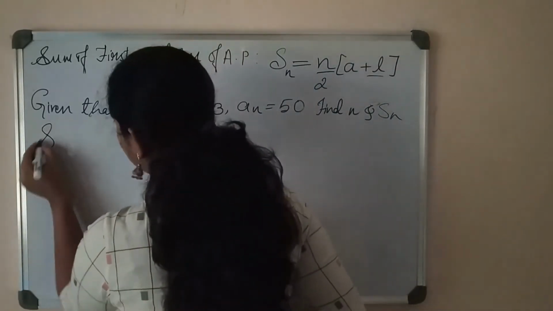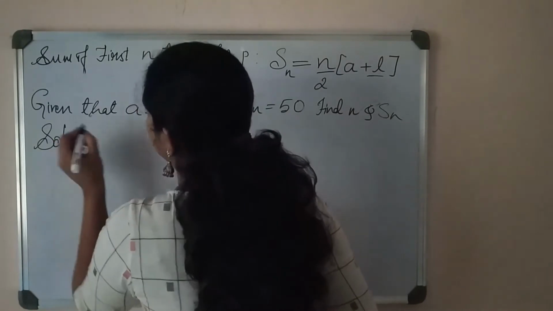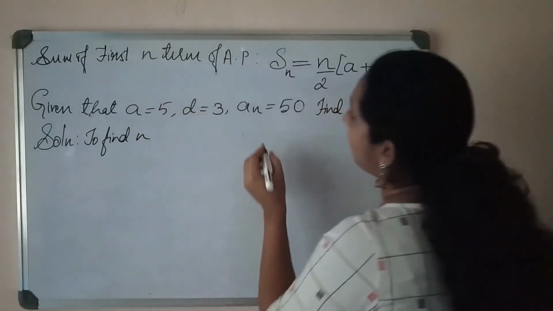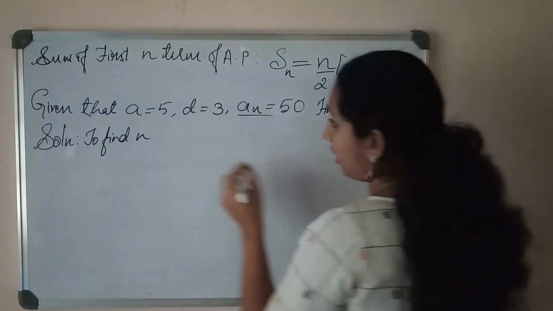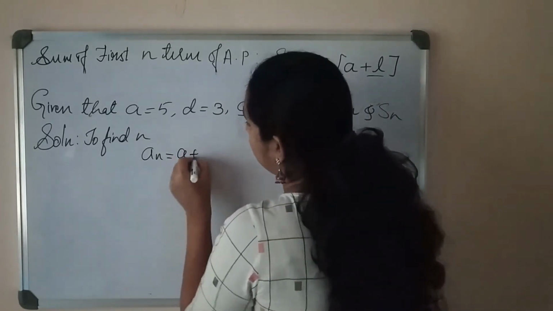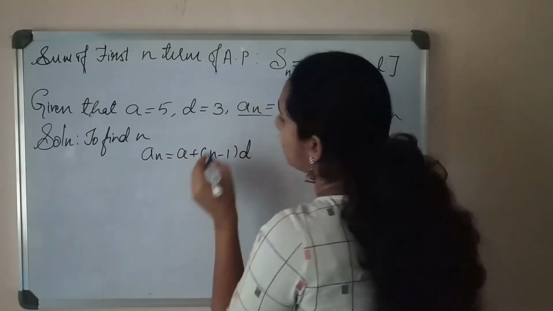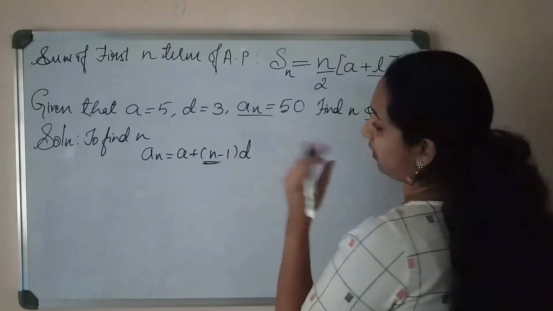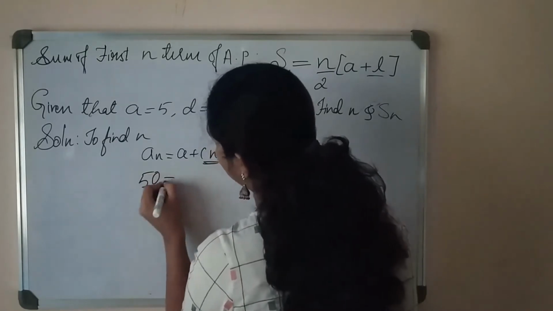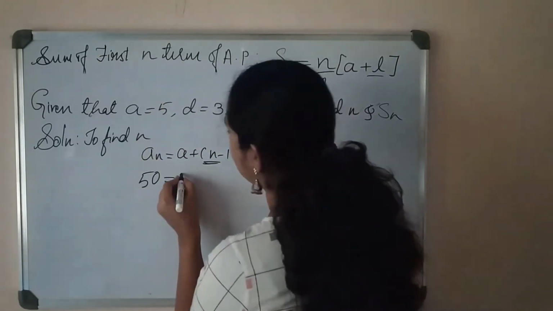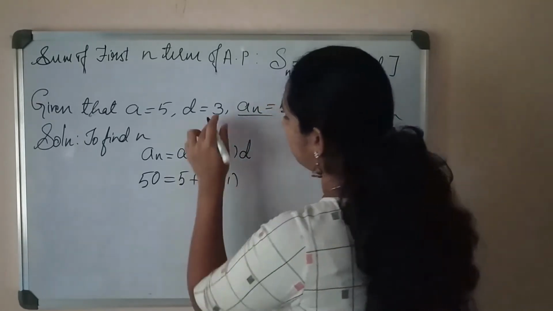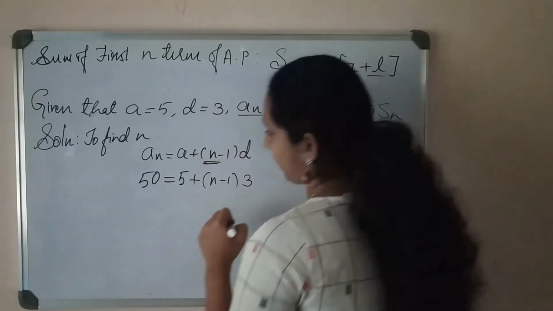First we have to find the n. To find n, what data do I have? I have an. So an, what is the formula of an? An is nothing but a plus n minus 1 into d. So here I have an and I can find the n here. Now what is an? They have given 50, and 5 they have already mentioned in the question, which is 5 plus n minus 1 into d. d is 3.